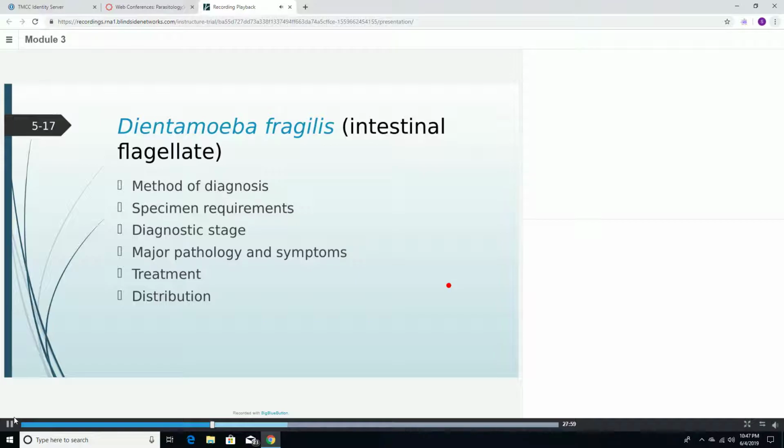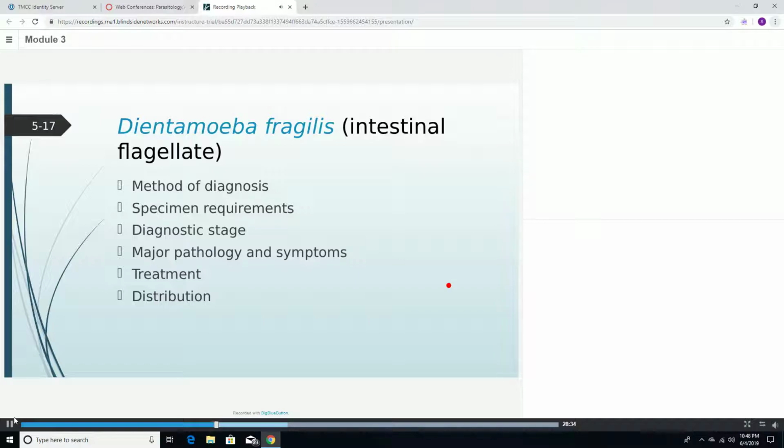So the next organism we're going to talk about is Dientamoeba fragilis. For Dientamoeba fragilis, we're going to want to identify the trophozoites in feces. There's no known cyst stage with Dientamoeba fragilis. So again, we're going to want to take at least 3 stool specimens to be examined for parasites. We're going to want to stain each smear with a permanent stain, and we're going to look for trophozoites found in the stools.